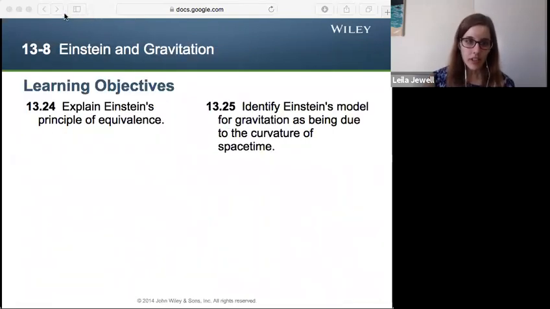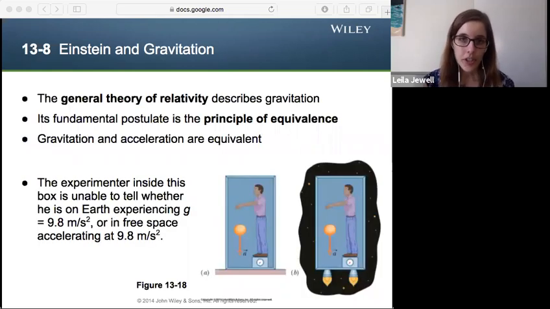All right, our very last section, 13.8, looks at Einstein and gravitation. So this is a little bit of an expansion into some more recent areas of physics. The general theory of relativity describes gravitation in another way. Its fundamental principle is the principle of equivalence, and says that gravitation and acceleration are the same.